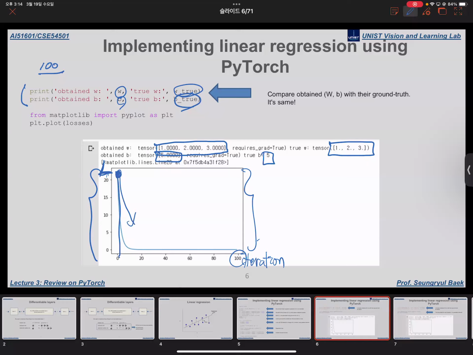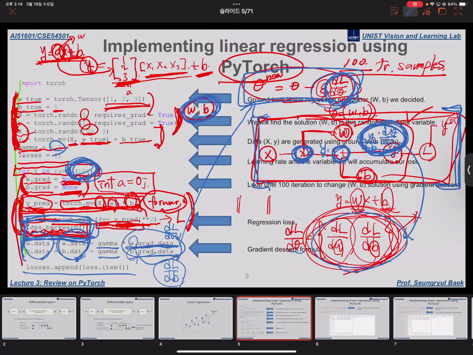Okay, are you guys following this? So actually, when solving this linear regression problem, there are multiple ways to solve it. But now, this gradient descent is a very useful tool to solve this linear regression. And actually, you can use the PyTorch library to easily implement that training code. So this is very short code for solving the linear regression problem.